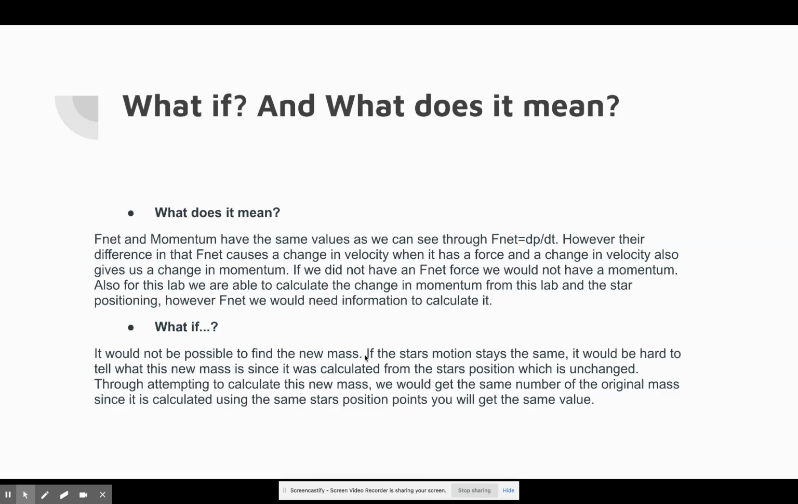And so what if? If we're given a new mass, we're unable to calculate the value of that new mass because we're given the same positioning for the star's motion. And if we're given the same motion, when we try to solve for this new mass, we're going to end up getting the same mass as before, since we are not changing the position of the star, and we're using just our star position to calculate the mass originally.